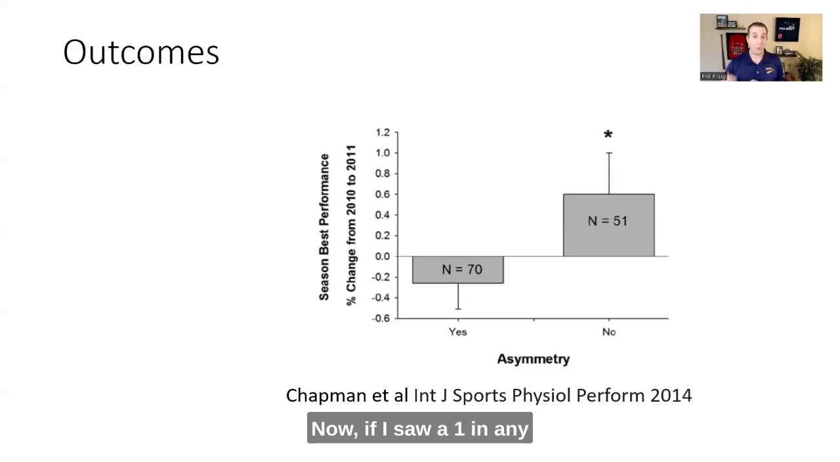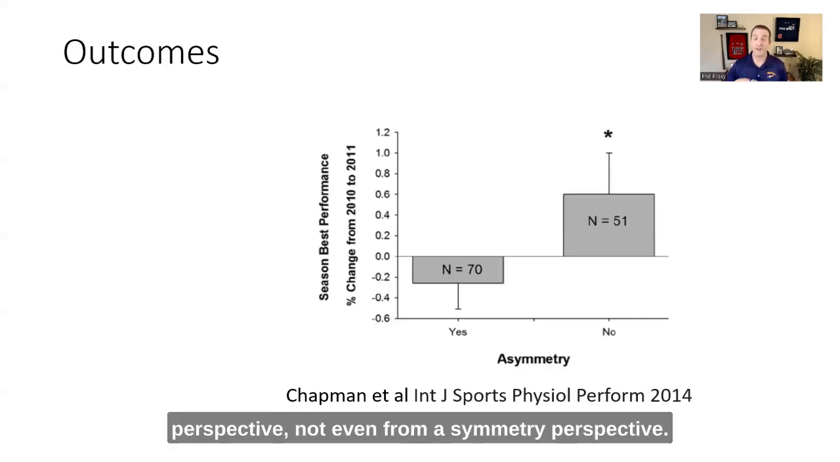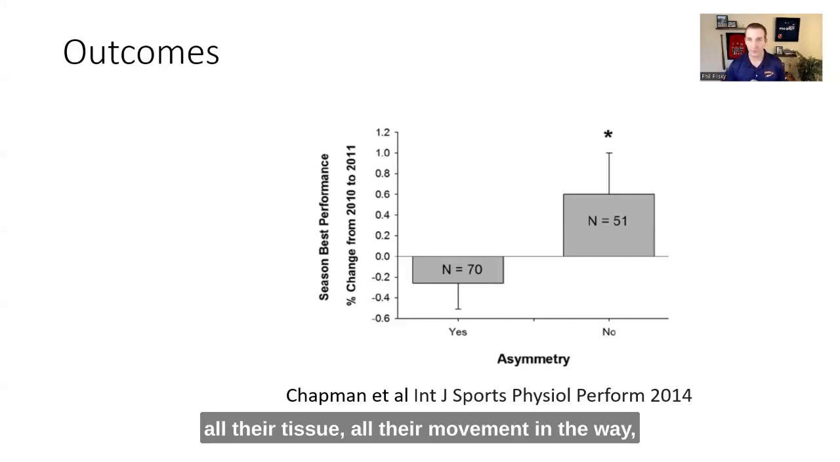Now, if I saw a 1 in any pattern, that means the person, a one, you've got to think about it. Let's think about it from a different perspective, not even from a symmetry perspective. A one means the person doesn't have the movement variability to be able to perform a wide range of movement, and therefore is going to stress tissue in a repetitive way. And then secondly, is going to have underperformance because they're not able to use all their tissue, all their muscles in the way they need to.